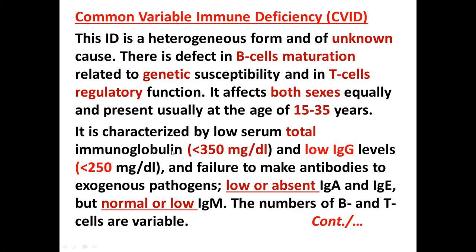Common variable immune deficiency, the one of IgG. This is heterogeneous, a group of immune deficiency. Unknown cause, defect in the B cell maturation, related to genetic susceptibility, and in the T cell regulation function of the B cells. Both sexes are affected equally. The age between 15 and 35 years of age, it appears a bit late.